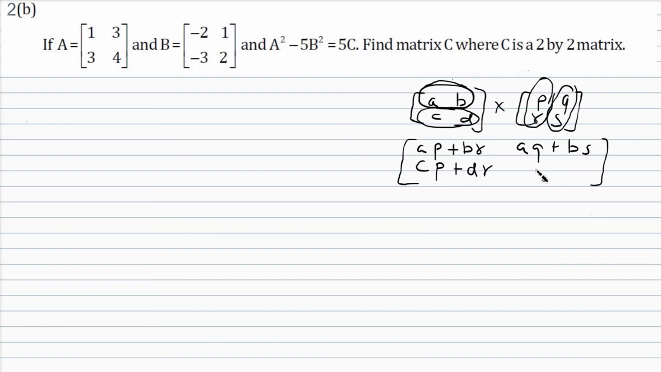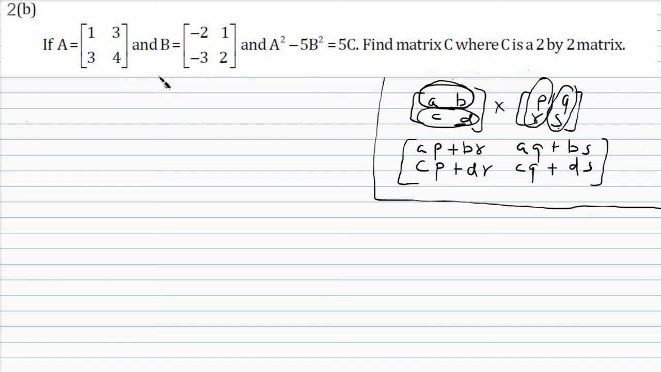Now finally we come to the last slot, which is nothing but the second row and the second column. So it's nothing but the second row of the first matrix into the second column of the second matrix. So what will that be? C Q plus D S. So that's how we multiply 2 by 2 matrices. Now let's come to the problem.